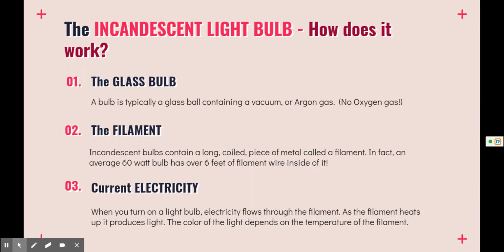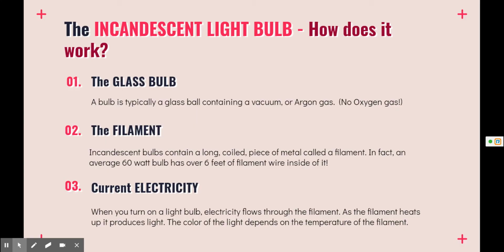The incandescent light bulb, how does it work? The incandescent light bulb has a glass bulb as the outer case. That bulb is typically glass and containing a vacuum, nothing at all inside, or argon gas. It never contains oxygen gas or regular air.